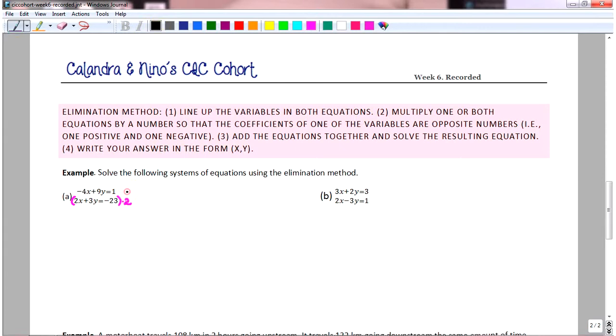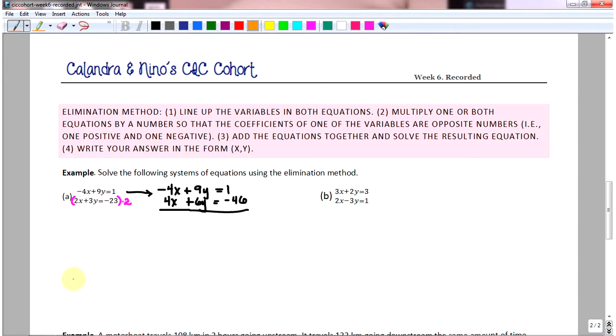Okay, so let's rewrite both equations. The first one is staying the same: negative 4x plus 9y is equal to 1. Now when I multiply my second equation by 2, making sure to distribute, we get 4x plus 6y is equal to negative 46. Okay, and now we're ready to add our two equations together.